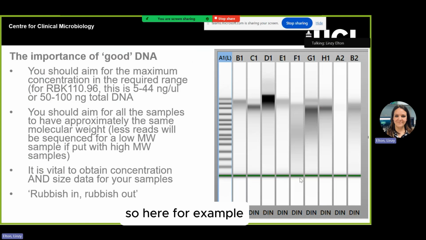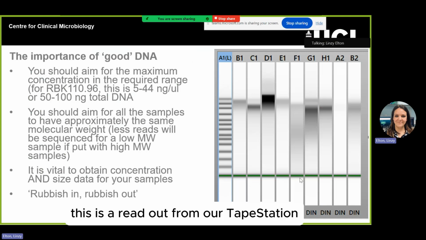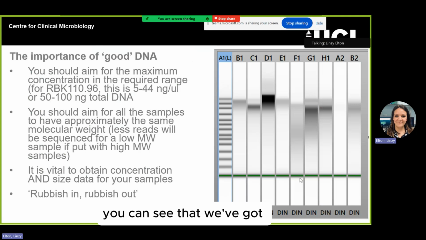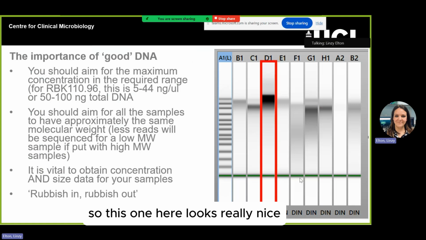So here, for example, this is a readout from our TapeStation, so that's an automated gel electrophoresis machine. You can see that we've got a number of different samples. Some of them look better than others. So this one here looks really nice. It's a very neat, tight band.